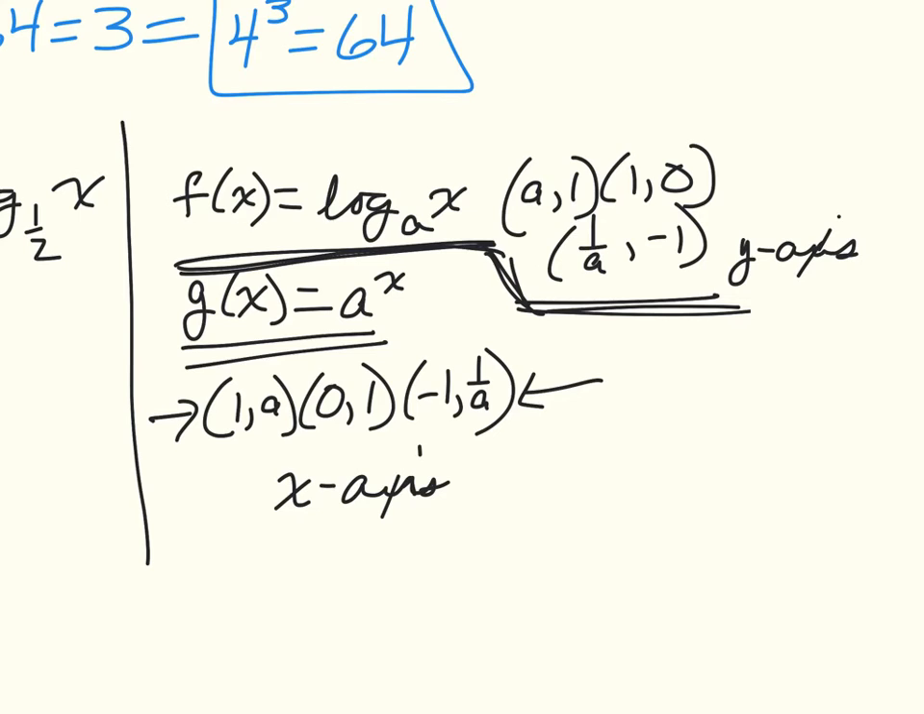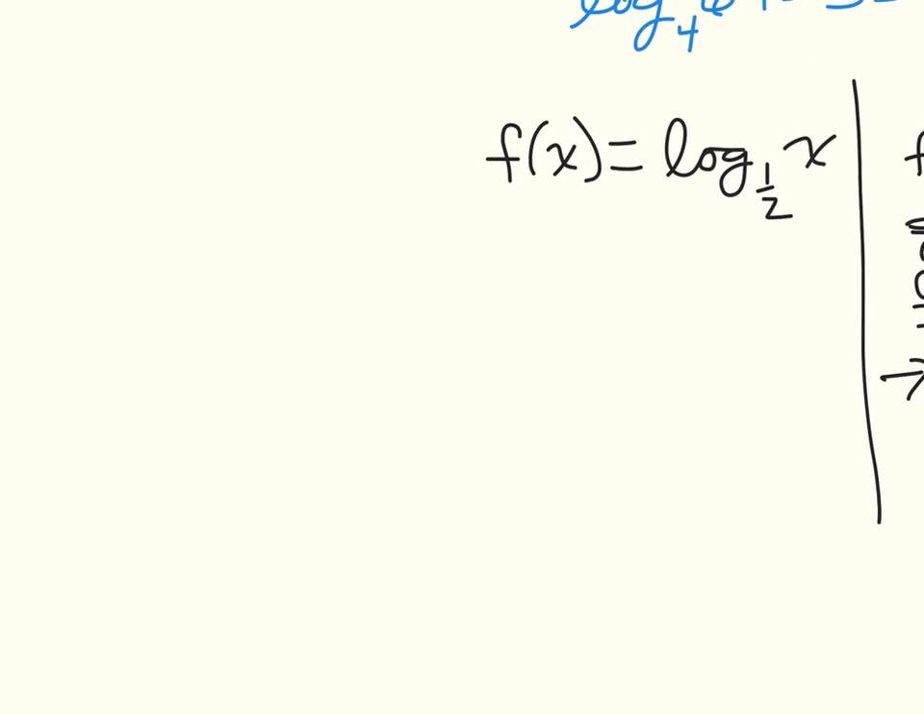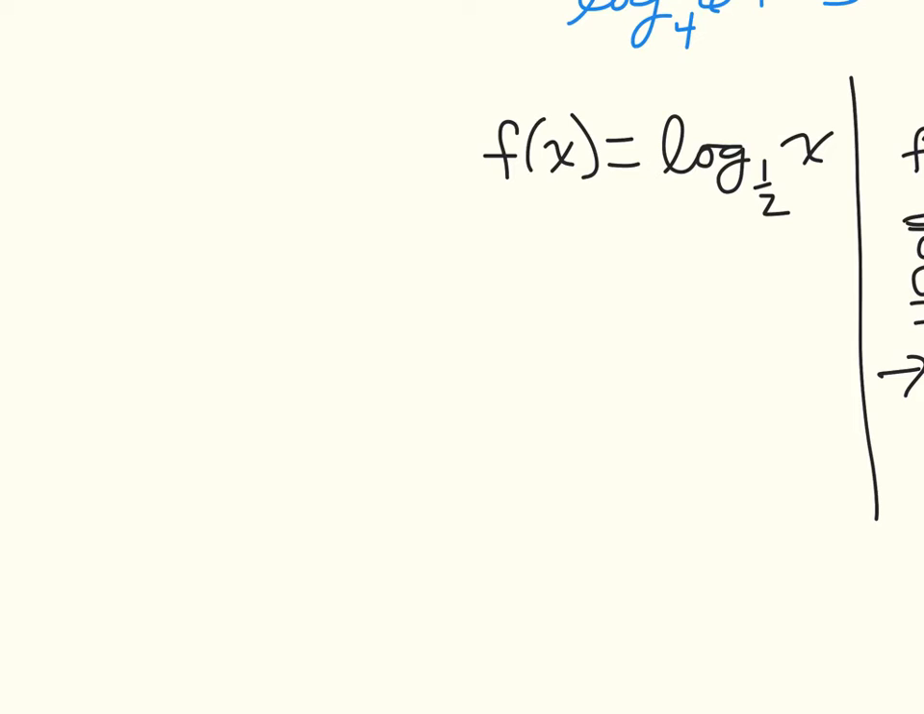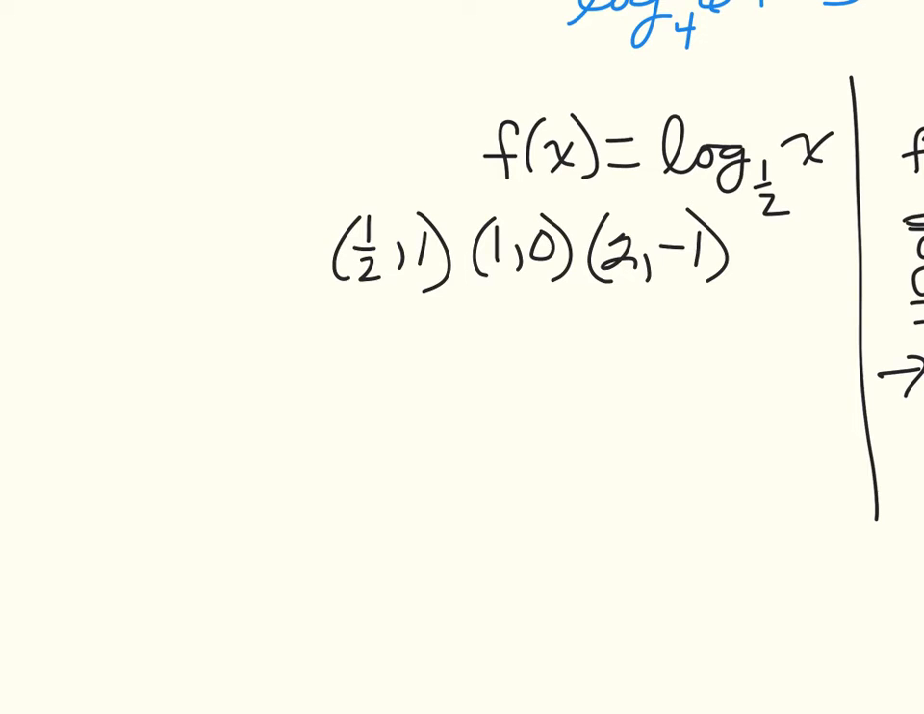Now let's see how that would help us on this function here. So my a is a half. So (a, 1) would be (1/2, 1), (1, 0). And so 1 over a would be 1 over a half. If you take 1 over a half, that's 2, and -1. So there are 3 key points on the logarithmic function. Am I making sense, Lexi?